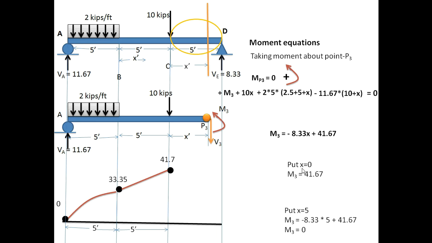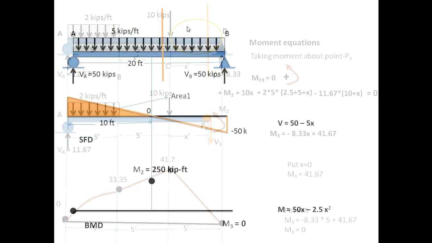Putting x equal to 0 in this equation, I will get the moment value at point C, because x starts from here. The x = 0 value is at point C, and I will get this moment value, and putting x equal to 5, I will get M3 equal to 0 at this point. The M should be 0 at pin and roller. This is how the BMD can be drawn by using this equation for this region.